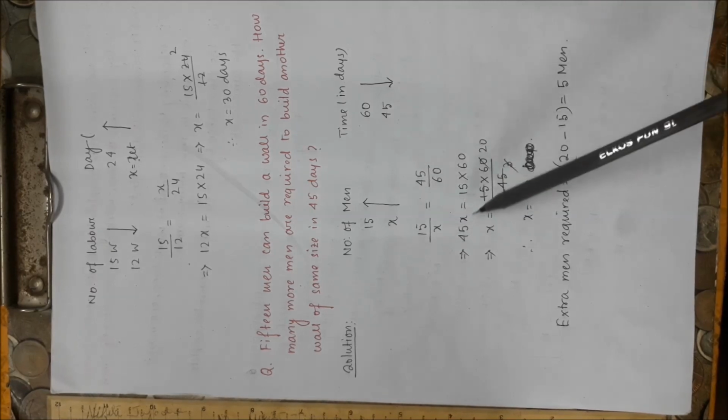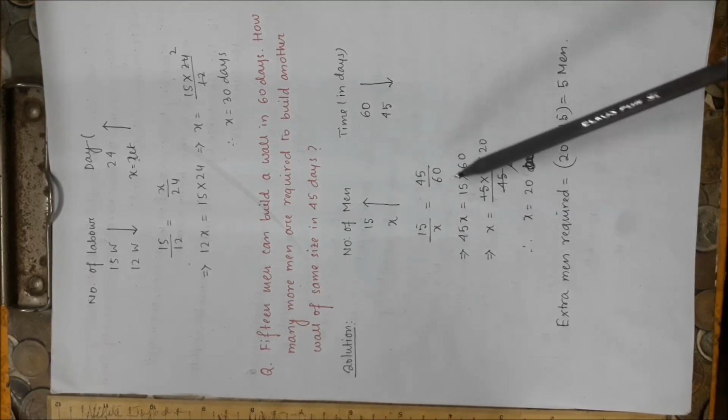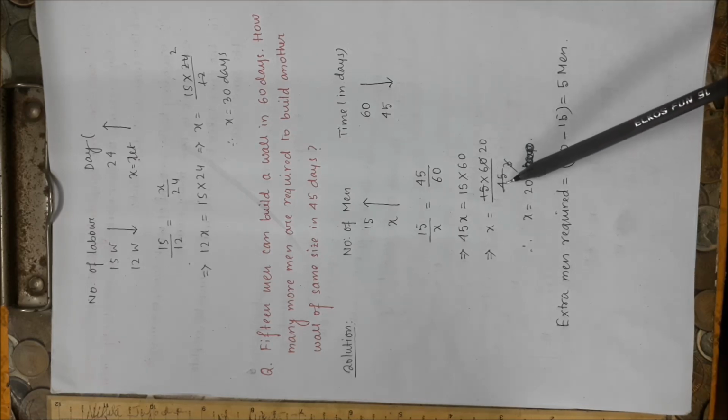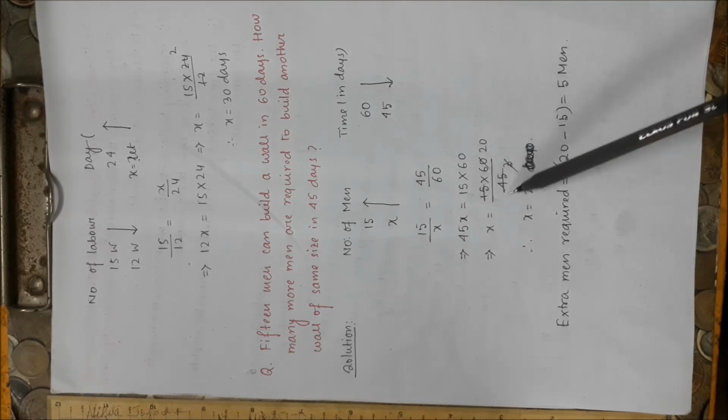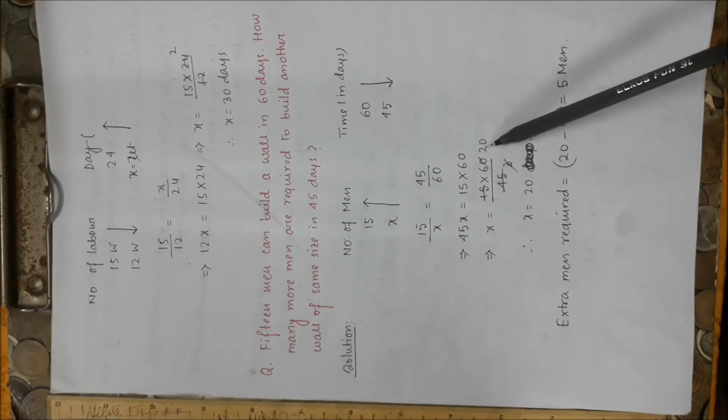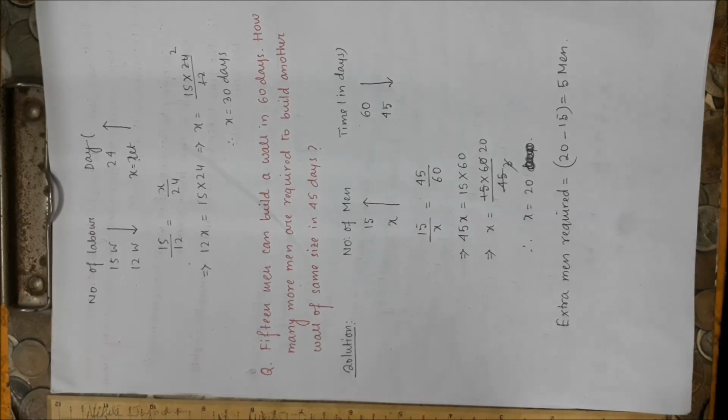So 15 into x equals 15 into 60. Therefore x equals 15 into 60 by 45. 15 once is 15, 15 threes are 45, 3 once is 3, 3 twenties are 60. Therefore x is equal to 20. That means you require 20 men to complete the work.